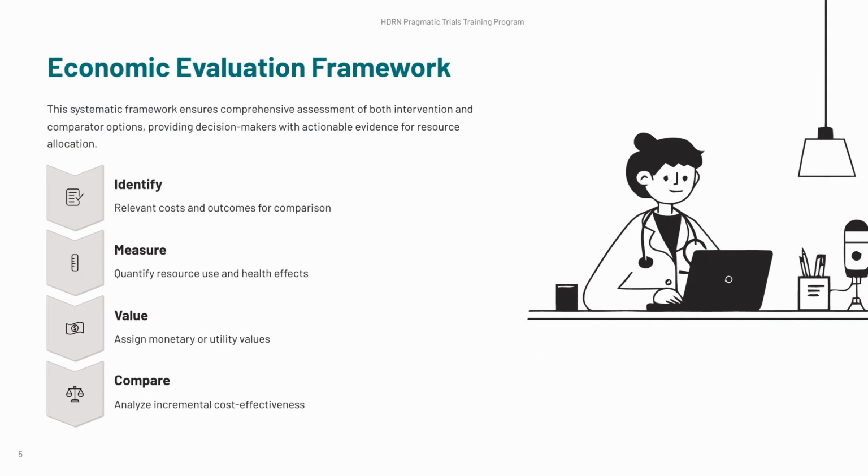An economic evaluation follows a very structured path. We start by identifying the relevant costs and outcomes that need to be compared. Then, we measure them: how many resources are used, what health effects are produced, and how they differ between options. After that, we assign value to those pieces, whether that's monetary costs or utility-based outcomes. And finally, we compare the options to understand their incremental cost effectiveness. Step by step, this framework moves us from describing the inputs and outcomes to determining which intervention truly offers better value for the resources invested.